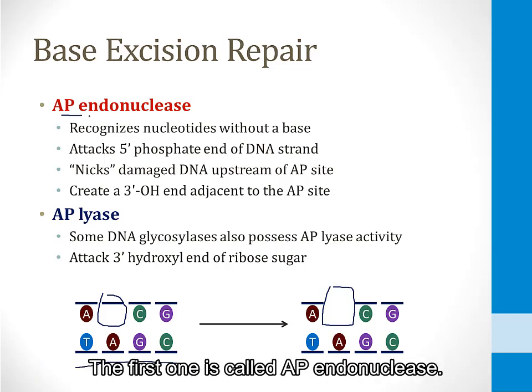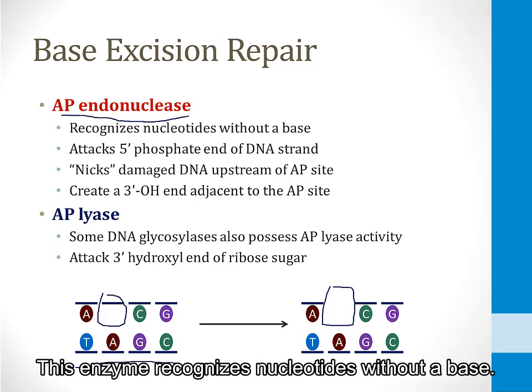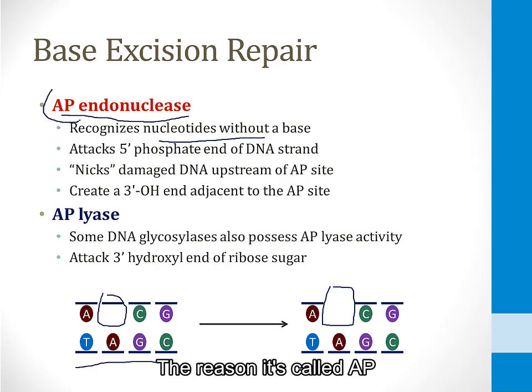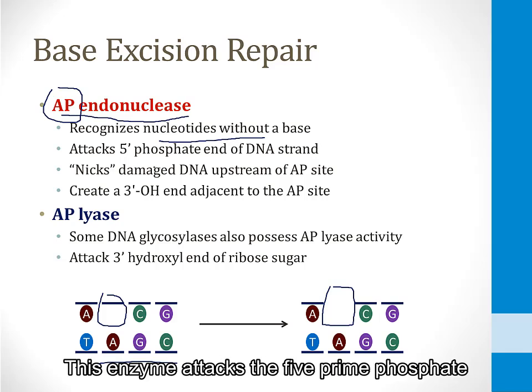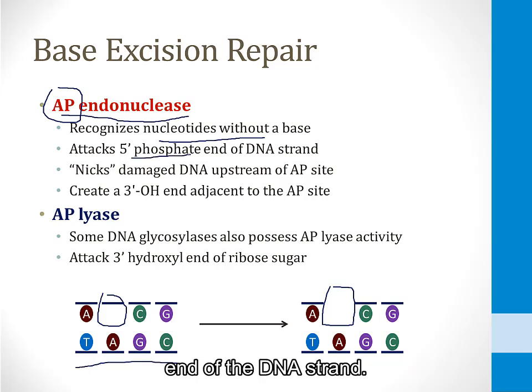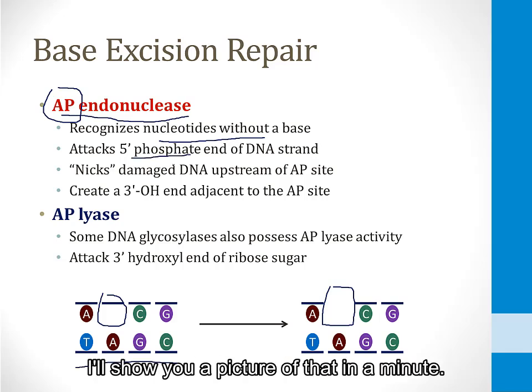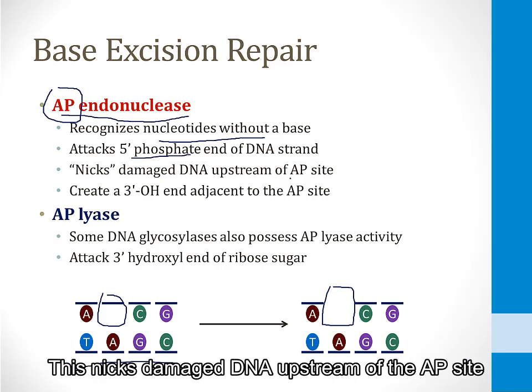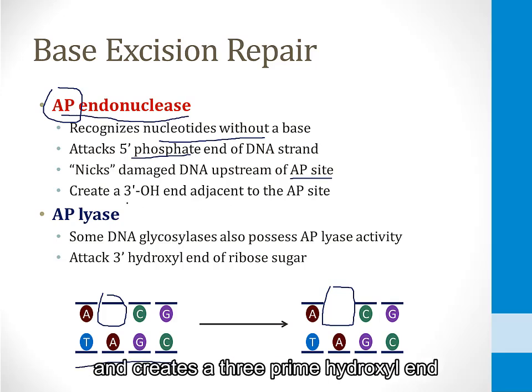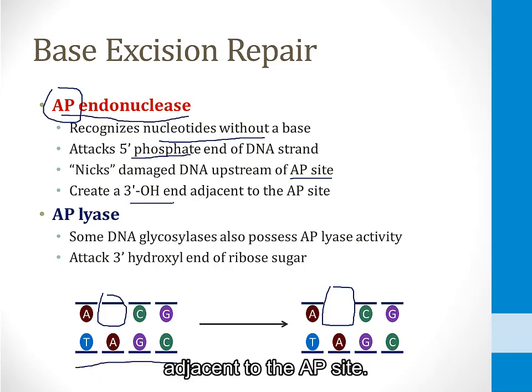The first one is called AP endonuclease. This enzyme recognizes nucleotides without a base. The reason it's called AP is because the letters AP stand for apurinic or apyrimidinic, as I explained in the last slide. This enzyme attacks the 5' phosphate end of the DNA strand. I'll show you a picture of that in a minute. This nicks damaged DNA upstream of the AP site and creates a 3' hydroxyl end adjacent to the AP site.